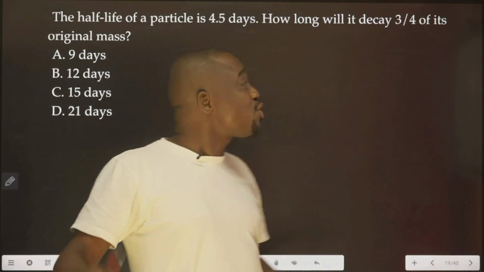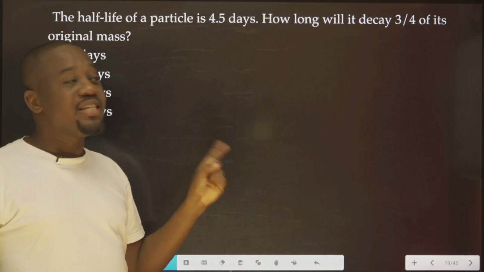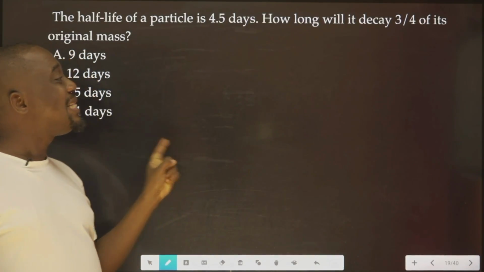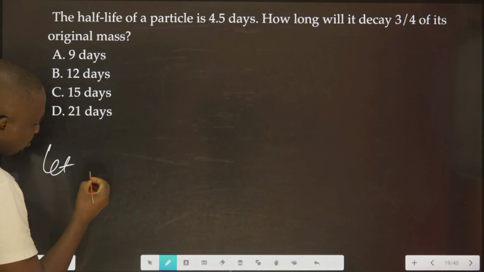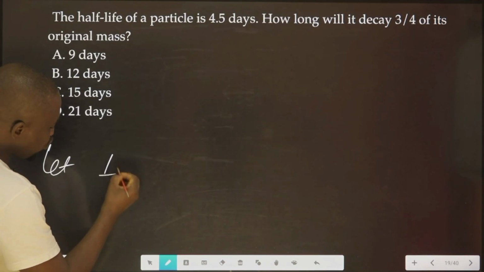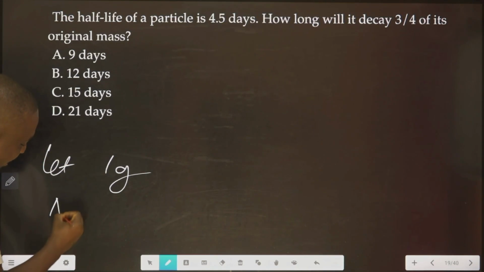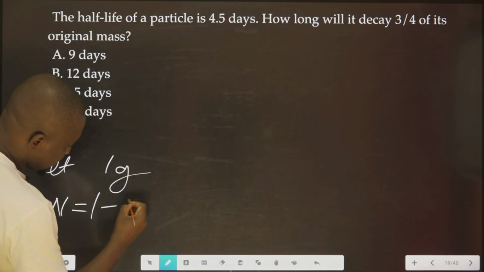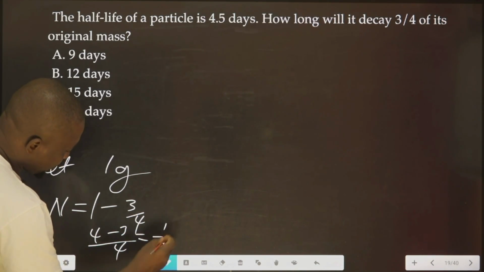Let's look at this. It says the half-life of a particle is 4.5 days. How long will it take to reach 3 over 4 of its original mass? How long will it take this? Okay? So let's assume that the original is 1 gram. Now what is remaining now is this 3 over 4. We do this, 4 minus 3 equals 1 over 4.